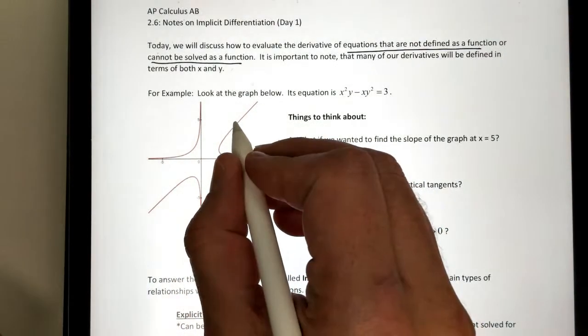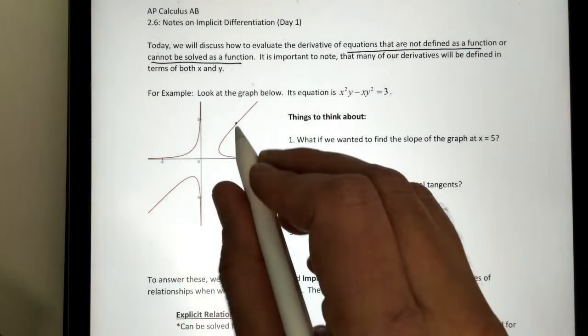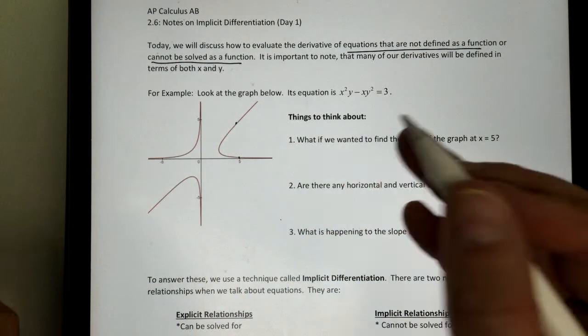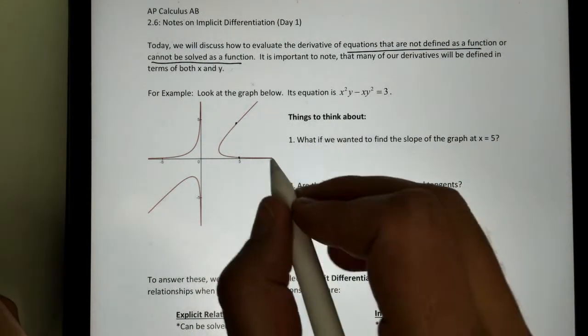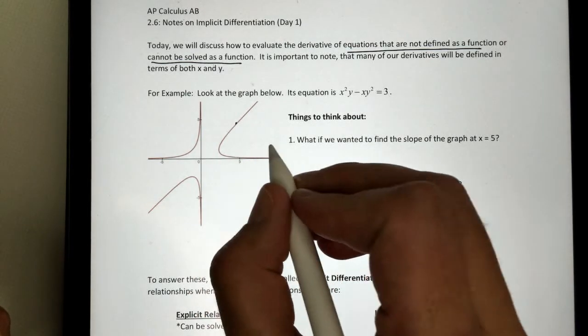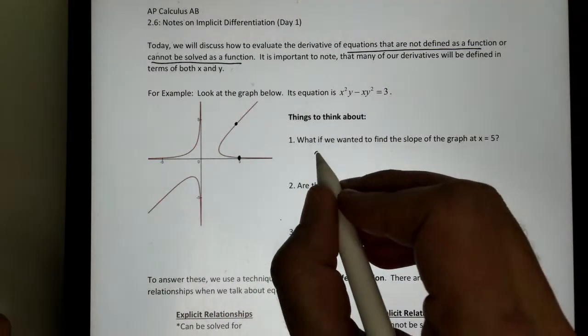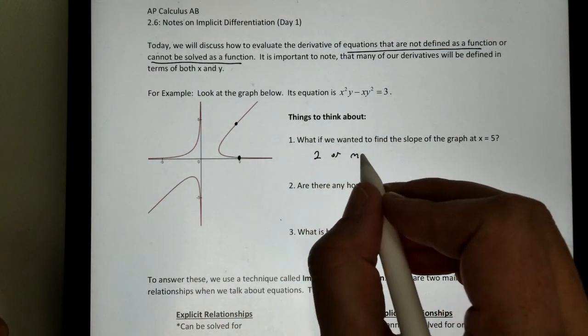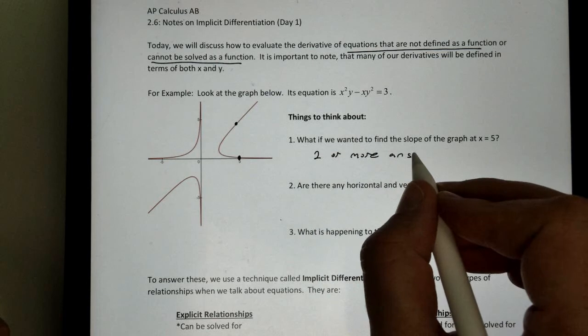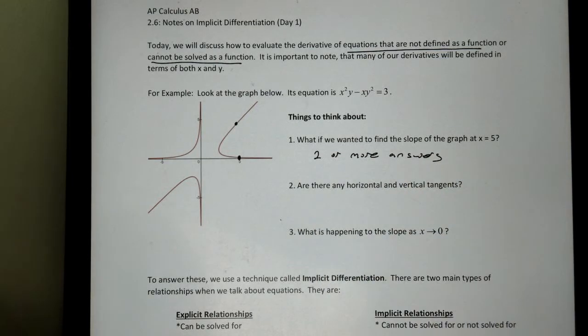Now, notice, because it's not a function, we can get multiple answers. In most cases, when we want to find the slope at a point, we only get one answer. But because these are not functions, we can get two or more answers. In this case, just two. We'll see an example like that tomorrow.